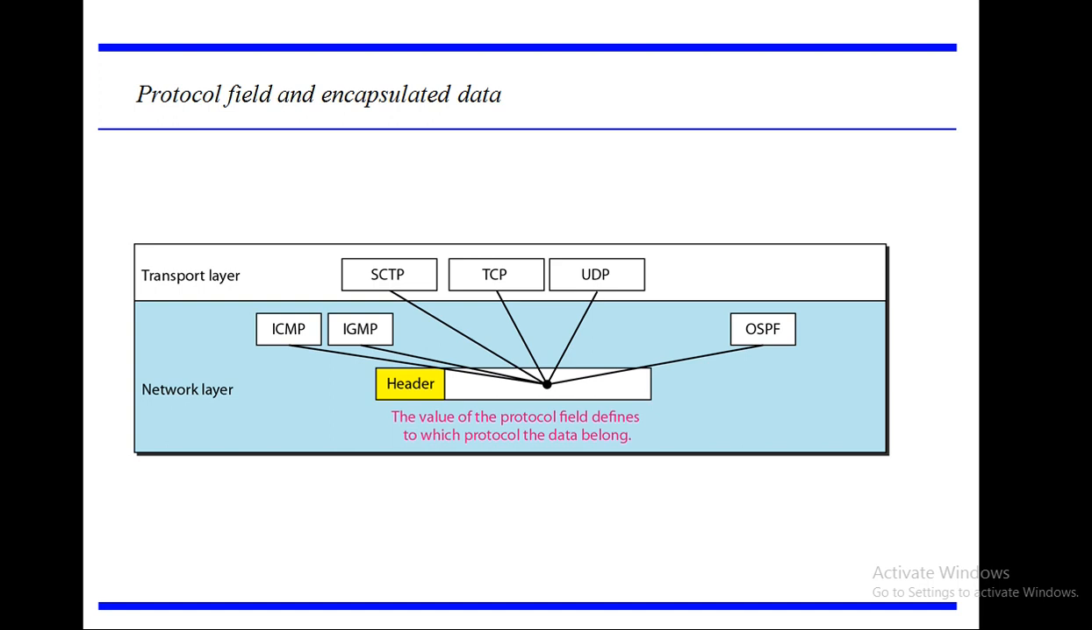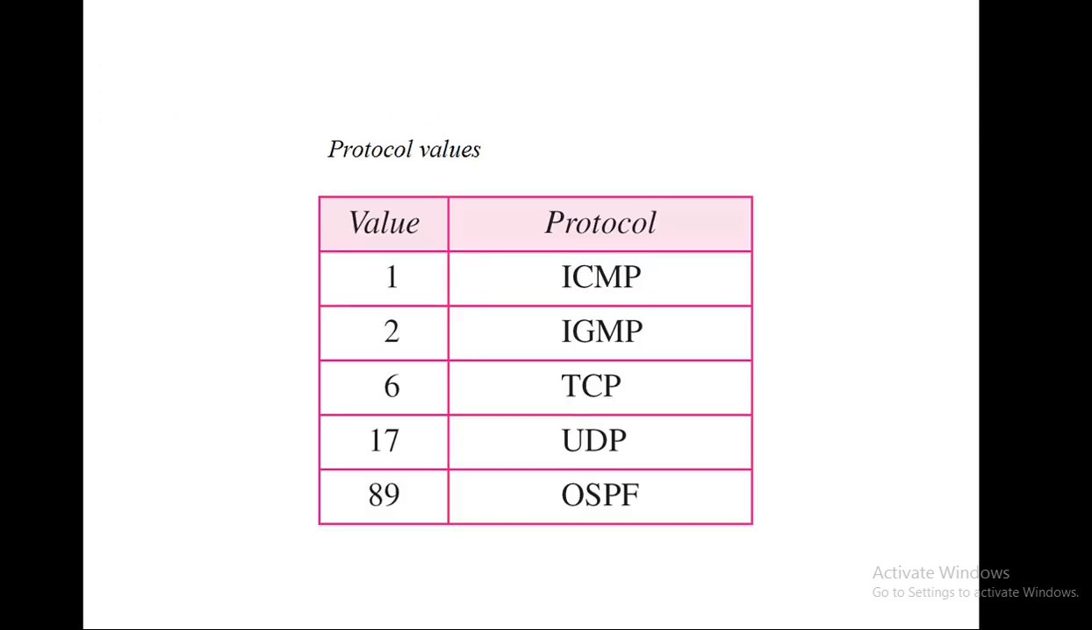These particular protocols will have a definite 8-bit value, and those values are here. If ICMP is using the internet protocol, then the value of the protocol field will be 1. IGMP, if it is using IP, then it is 2. If TCP is using the IP services, then it is 6. If UDP is using the IP service, it is 17. If OSPF is using the internet protocol service, then it is 89. So you can see these are the different protocols which are using the services provided by internet protocol.